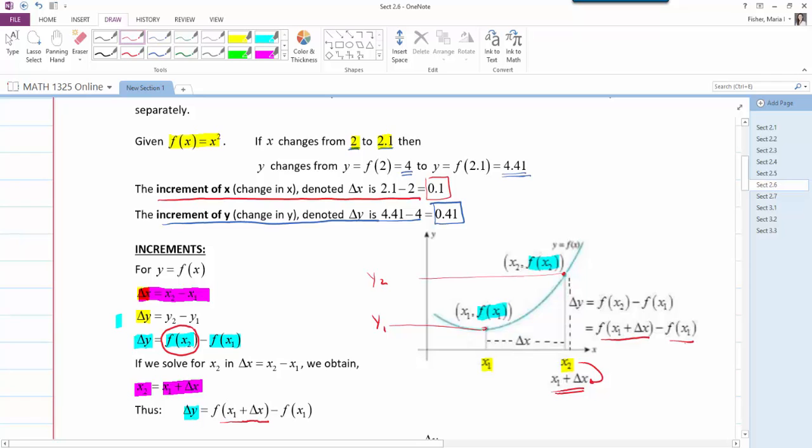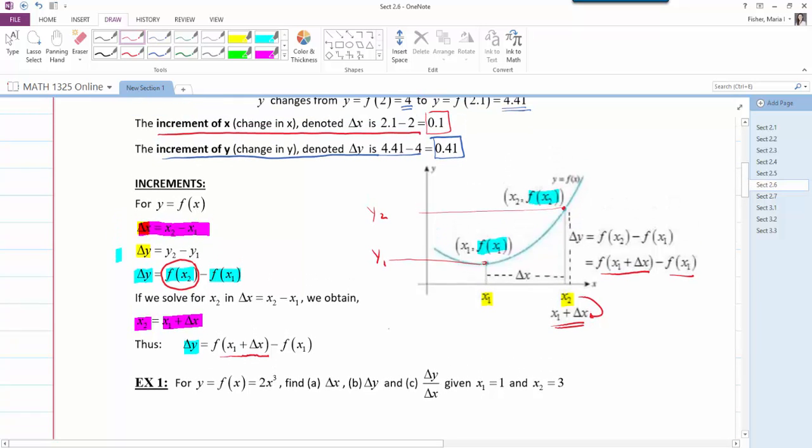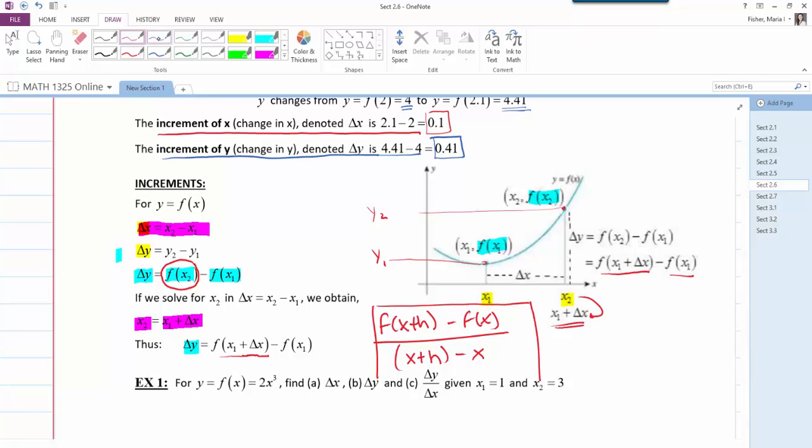So we've looked at all of that, but this should look really similar. It's no different from what we saw before with our difference quotient, which was f of x plus h minus f of x, all over x plus h minus x, right? It's no different from that. So the increment delta y is always going to be the change in your y's. The increment delta x is always going to be the change in your x's.